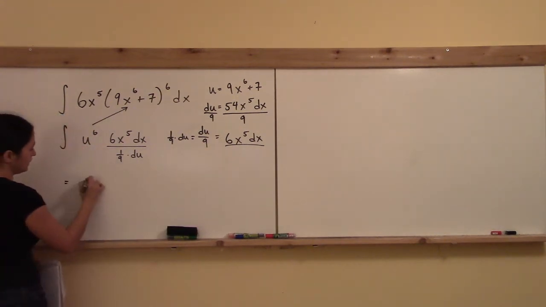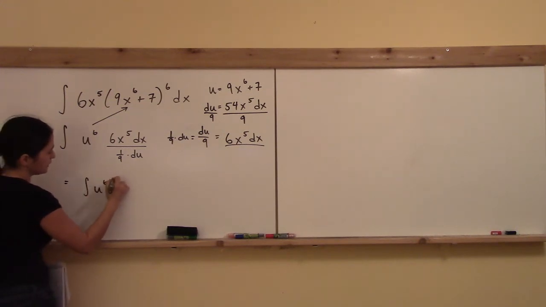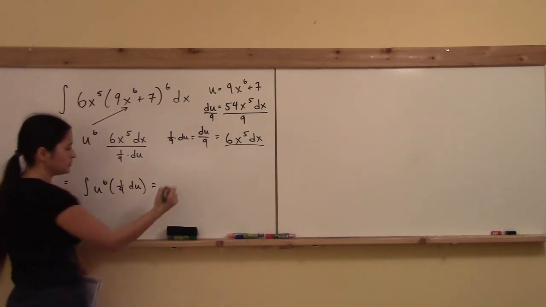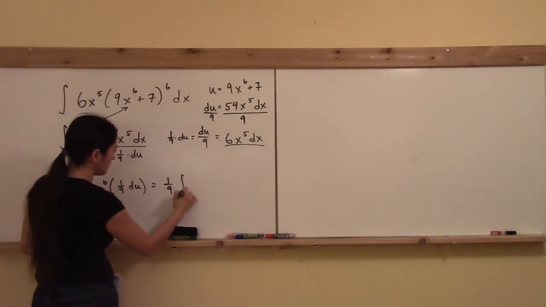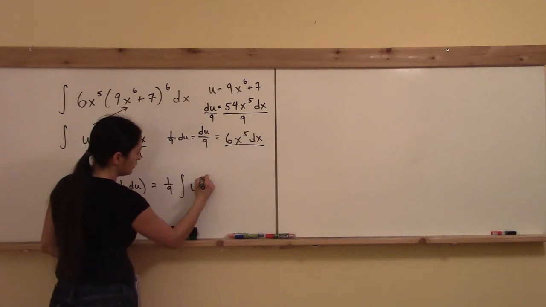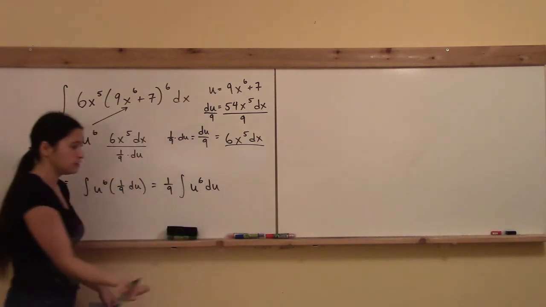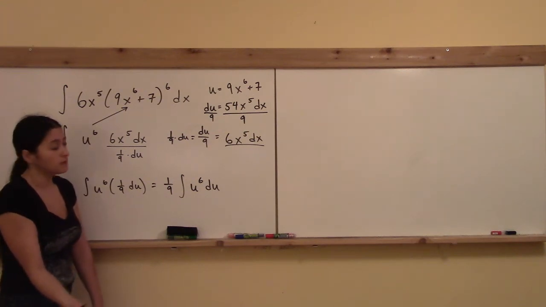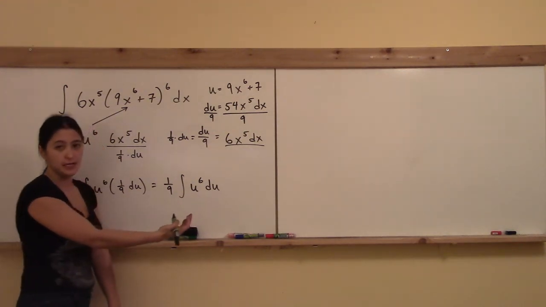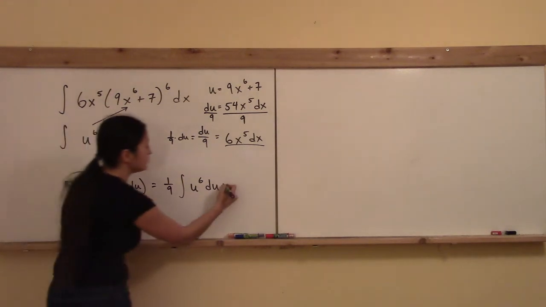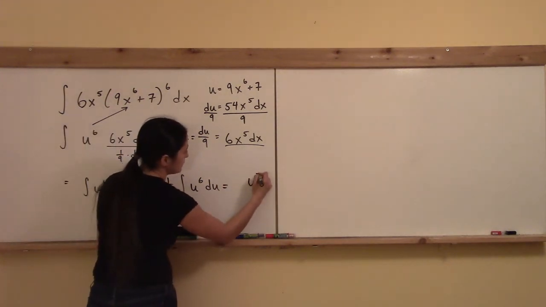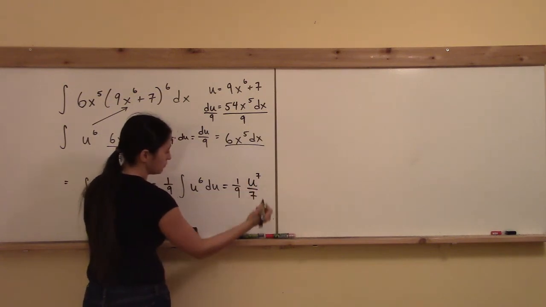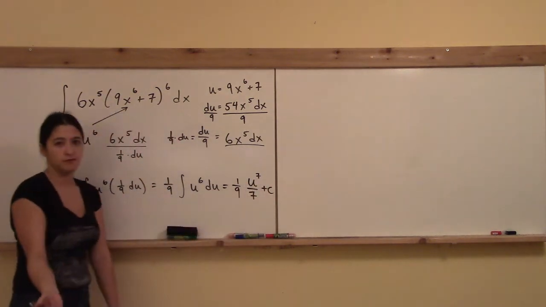And so what I end up getting here is u to the 6th times 1/9 of du. And due to the constant multiple rule, I can pull the 1/9 right outside the integral. And so then I have 1/9 ∫u⁶ du. I'm just trying to make this as easy as possible. And finally, I've arrived at an integral that's somewhat easy to compute. That u⁶ is going to end up as u⁷ over 7, and that 1/9 is just going to carry right through just like there. And then I'm going to have a plus c.